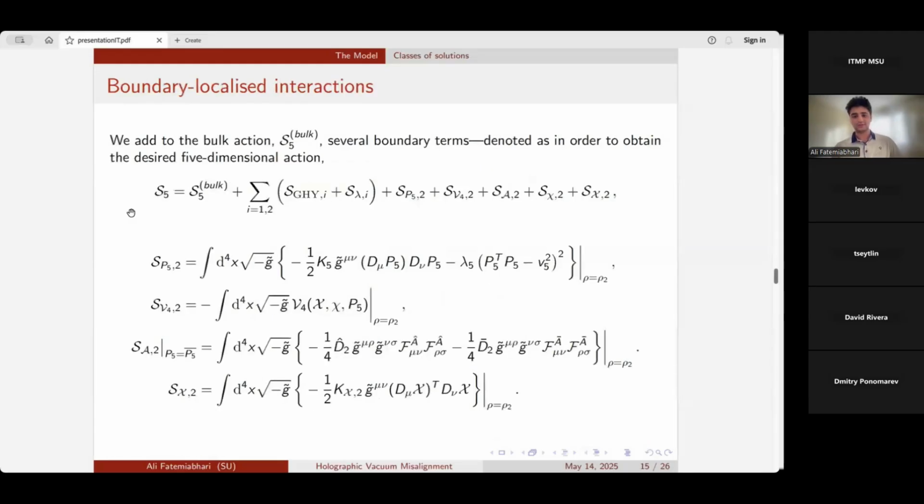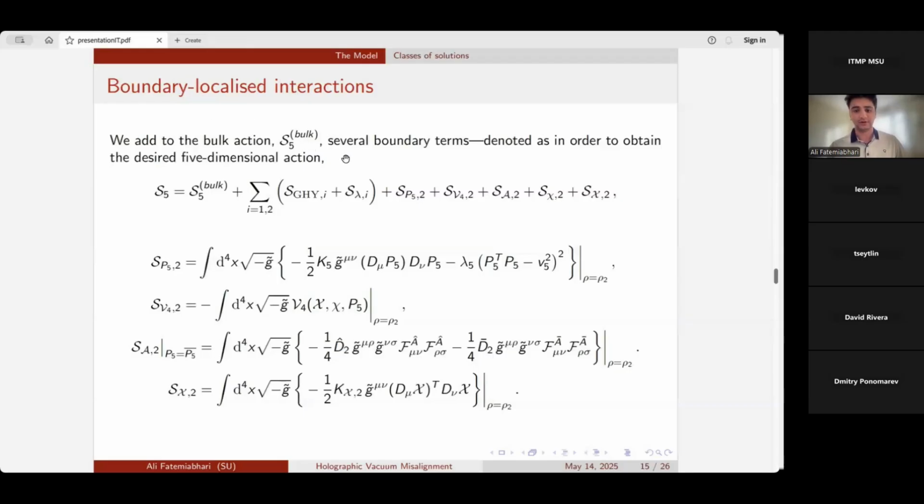So building on this background, we also want to add the boundary terms. These boundary terms are important for many reasons. The most important one is that during the holographic renormalization process, we need to have a boundary term for each of the fields in the bulk to absorb the infinities coming from the IR divergences in the gravity, corresponding to the UV divergences in the field theory.